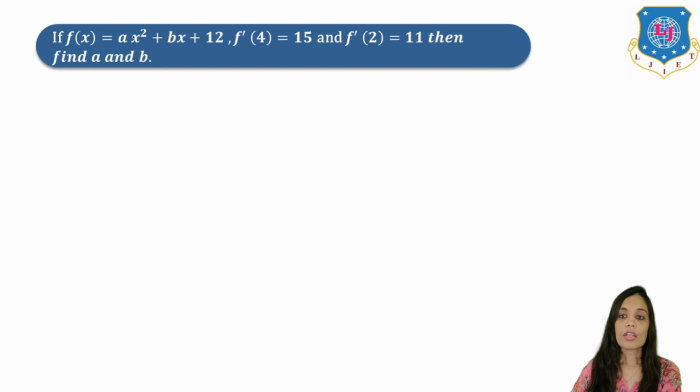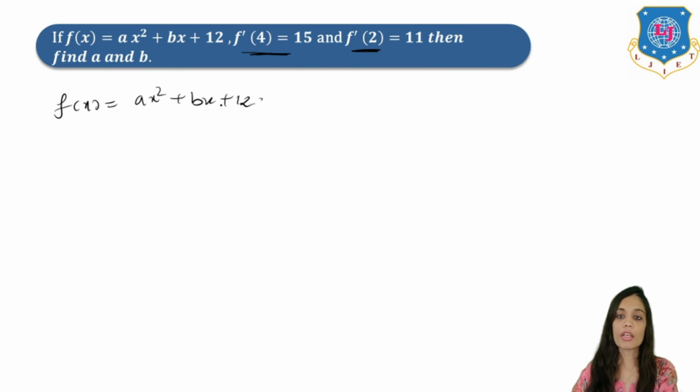So now let us solve one more example. Here you are given your f of x as ax square plus bx plus 12, and you are given some conditions, and they are f dash of 4 is equal to 15 and f dash of 2 is equal to 11. We have to find the values of a and b. So let us start. Firstly, we have to find compulsorily the derivative of f of x, because here we are given the values of f dash. So our f of x is ax square plus bx plus 12. Let us find the derivative of f of x. So f dash of x will be 2ax plus b. This is constant, so derivative will be 0.